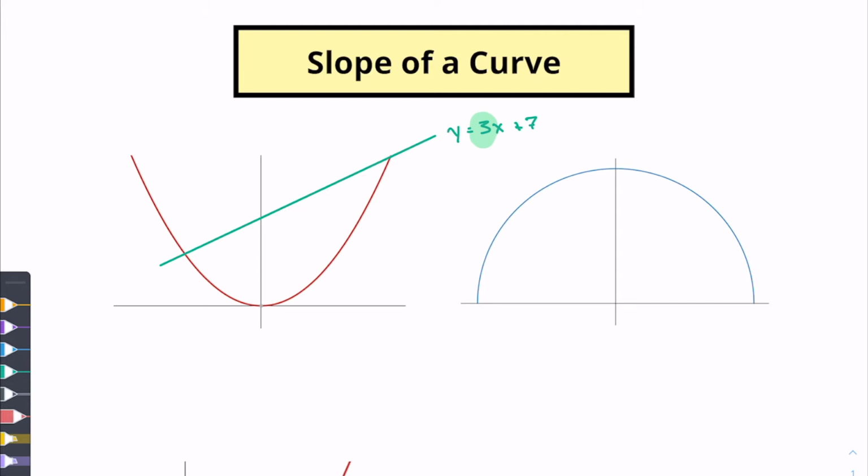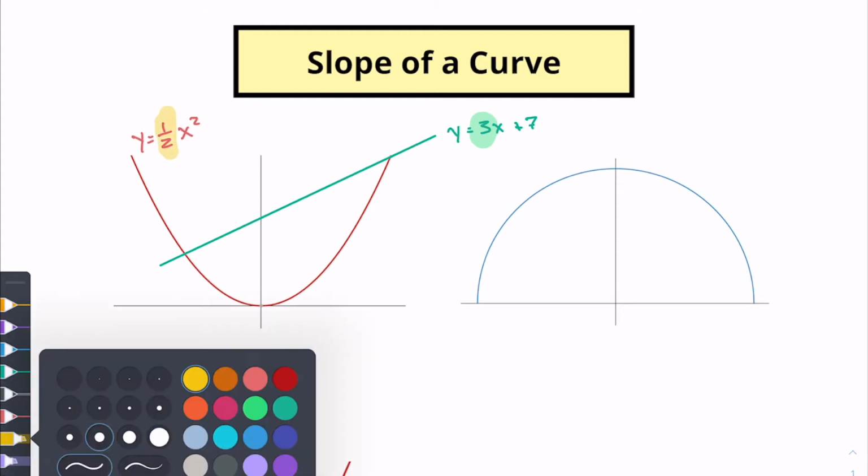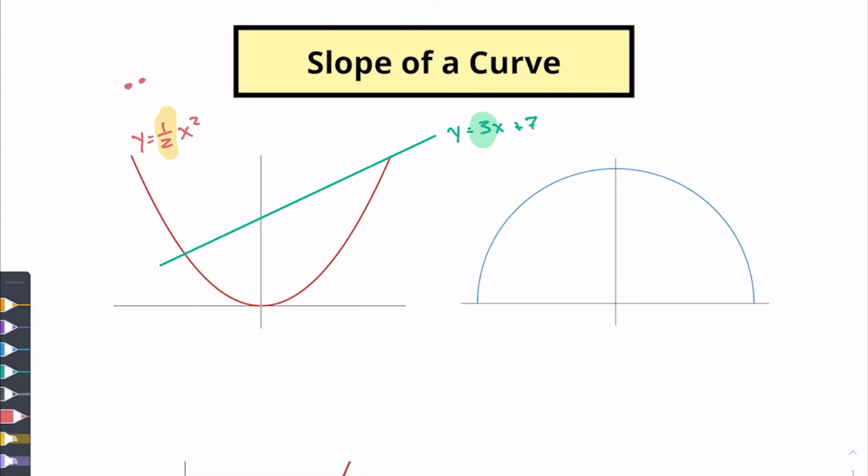So if we had some quadratic curve, maybe this quadratic curve is y equals 1/2 x squared. What people naturally thought was that the slope of this curve is going to be 1/2. But that is not the case, because the curve, as you can see, is continuously changing.